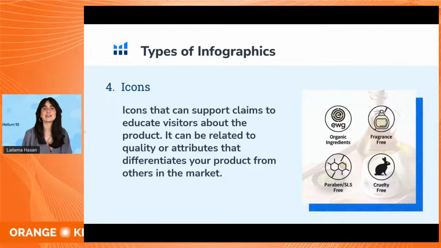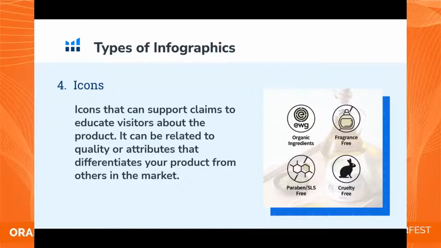And the next one is the icons infographic. Icons can really support claims to educate the visitors who come on your page to look at your product. It can be related to a quality or an attribute that differentiates your product from others in the market. The main advantage of this kind of infographic is that when a customer sees these icons, it instills buyer confidence in them. As a brand, they begin trusting you more. Like if you were to write "fragrance free" just on the side, maybe it wouldn't be as compelling. But if you make this an icon, it seems a bit more legit, if you want to say.